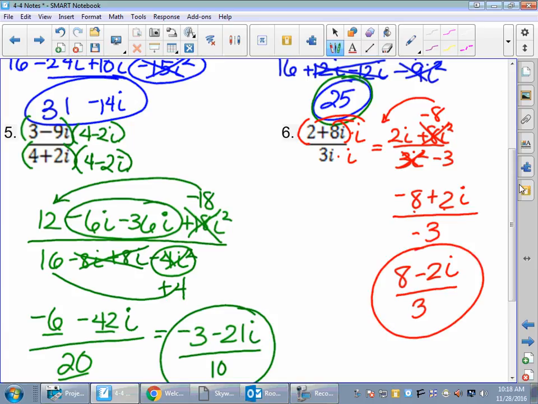Can't have i in the denominator. So then we multiply by something, both top and bottom, by the same amount to get rid of i in the denominator. And then if you can reduce every number by a certain amount, you need to do so. And you can't leave negatives in the denominator. All sorts of rules going on here.